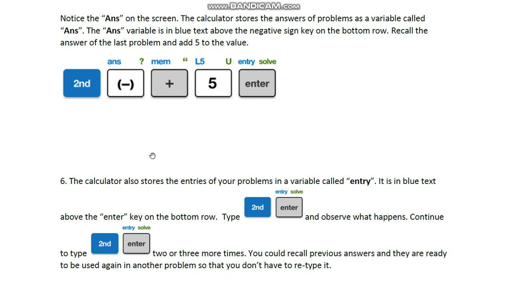Instead of having to actually type in what we had before, we can do second and this key, right, to get the ANS, to get the answer, and add 5.